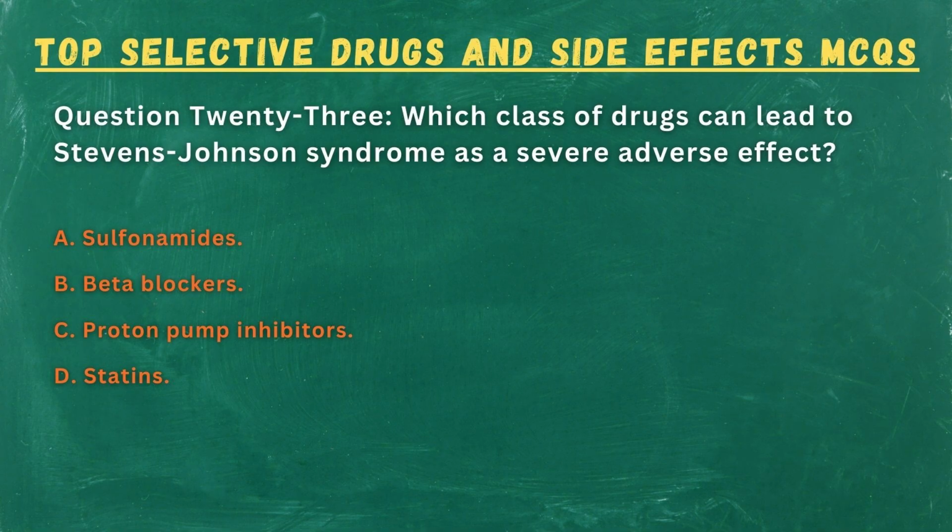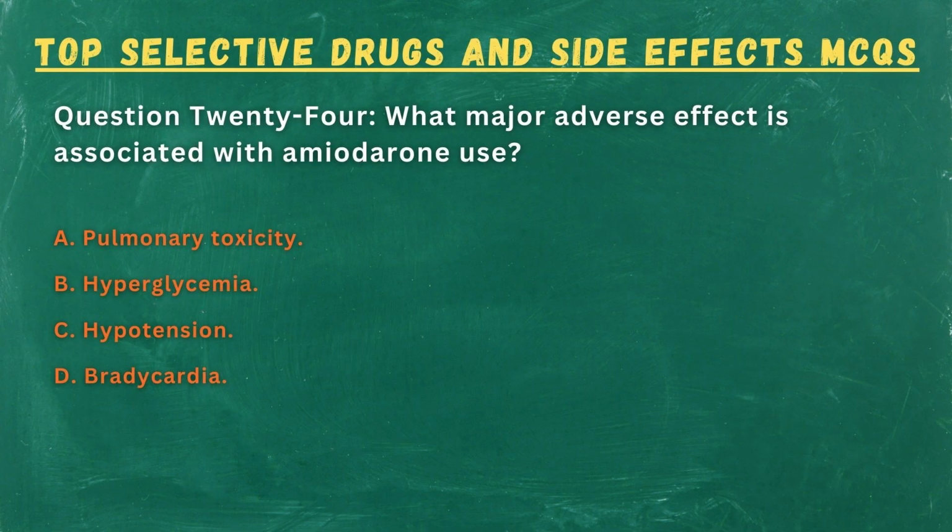Question 23. Which class of drugs can lead to Stevens-Johnson syndrome as a severe adverse effect? A. Sulfonamides. B. Beta blockers. C. Proton pump inhibitors. D. Statins. Answer: A. Sulfonamides.